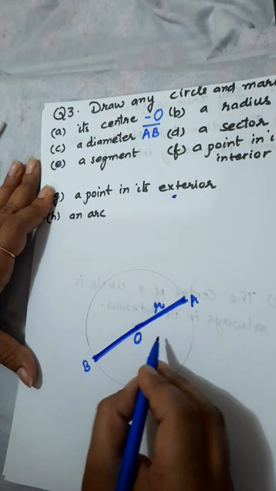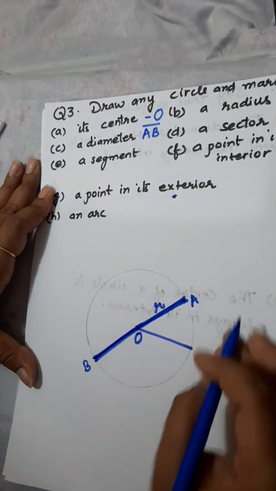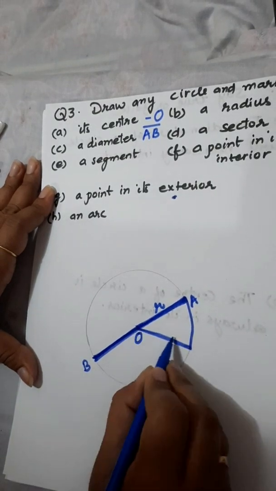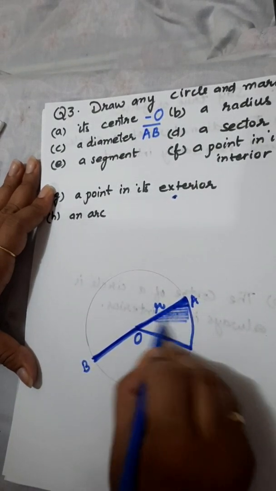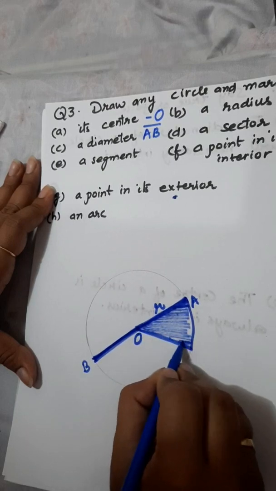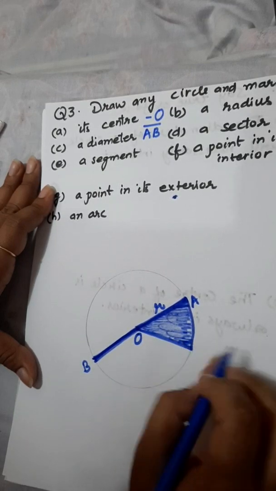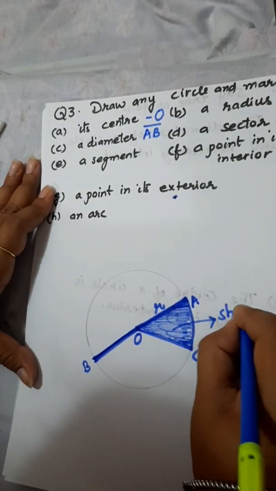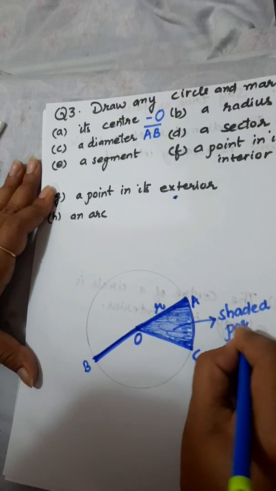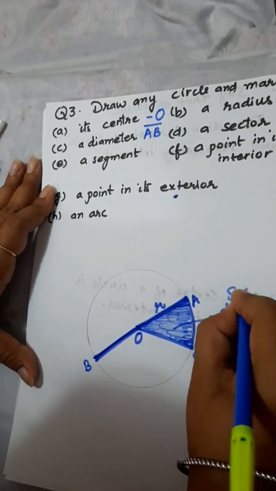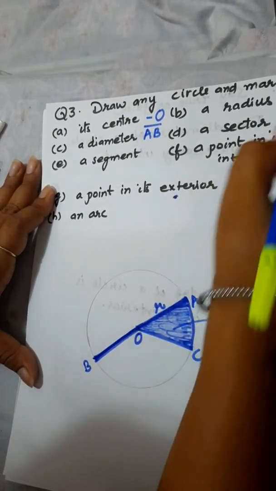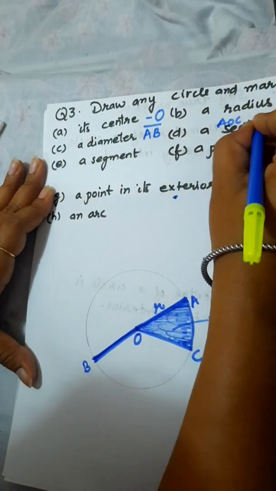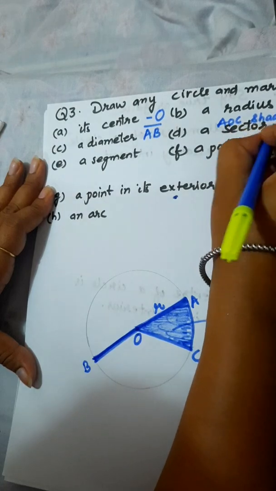Next we have sector. Sector, as we know, is the arc on the circle bounded by 2 radii. So I am going to shade this part. You can draw it anywhere. I will mention it at C, and this portion is shaded portion, and this is my sector. So here I will write AOC. So sector is AOC shaded portion.